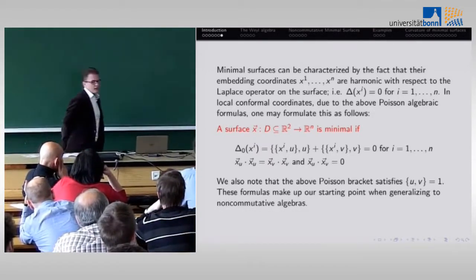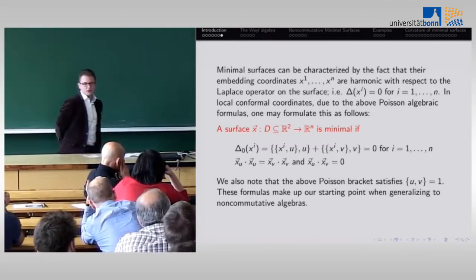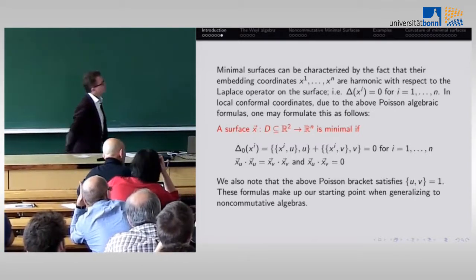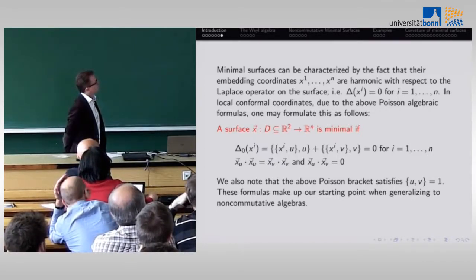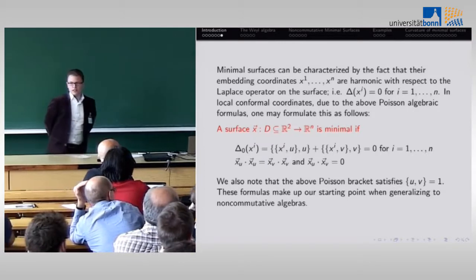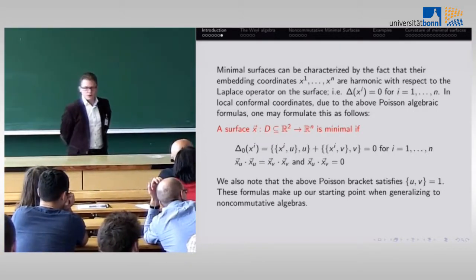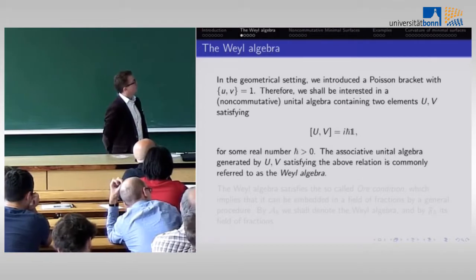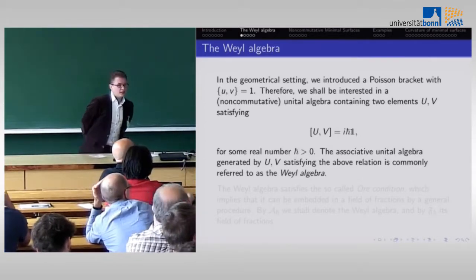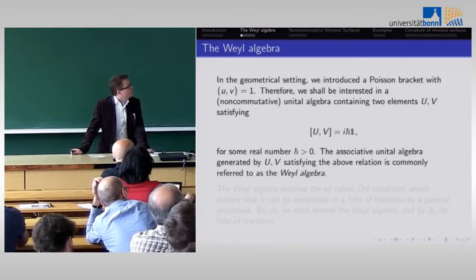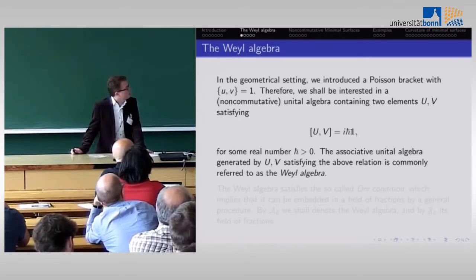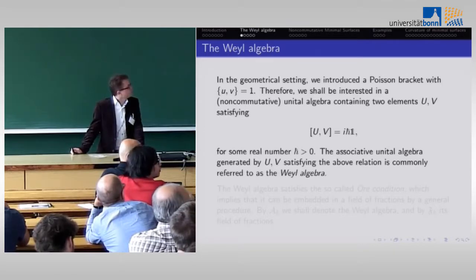And this is the starting point now for our first naive search for non-commutative minimal surfaces. We simply want to generalize these equations, okay? And now, before doing that, let us introduce the algebra we will work with to start with, namely the Weyl algebra. As most of you know, the Weyl algebra consists of two non-commutative elements satisfying this commutator relation for some real number h bar different from 0. Call this the Weyl algebra.